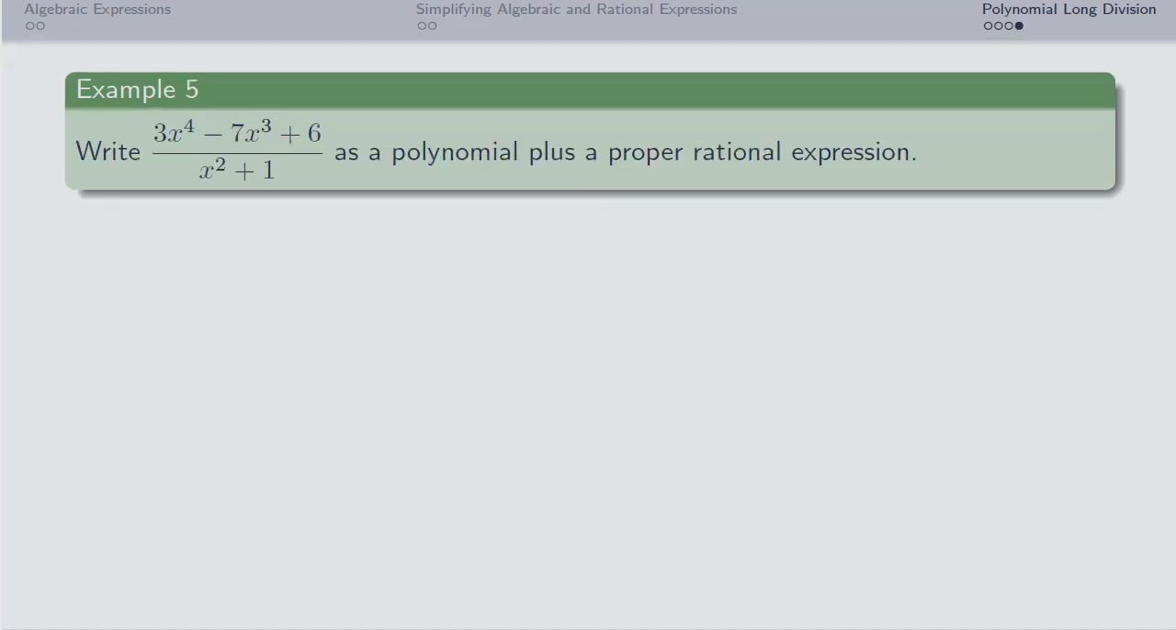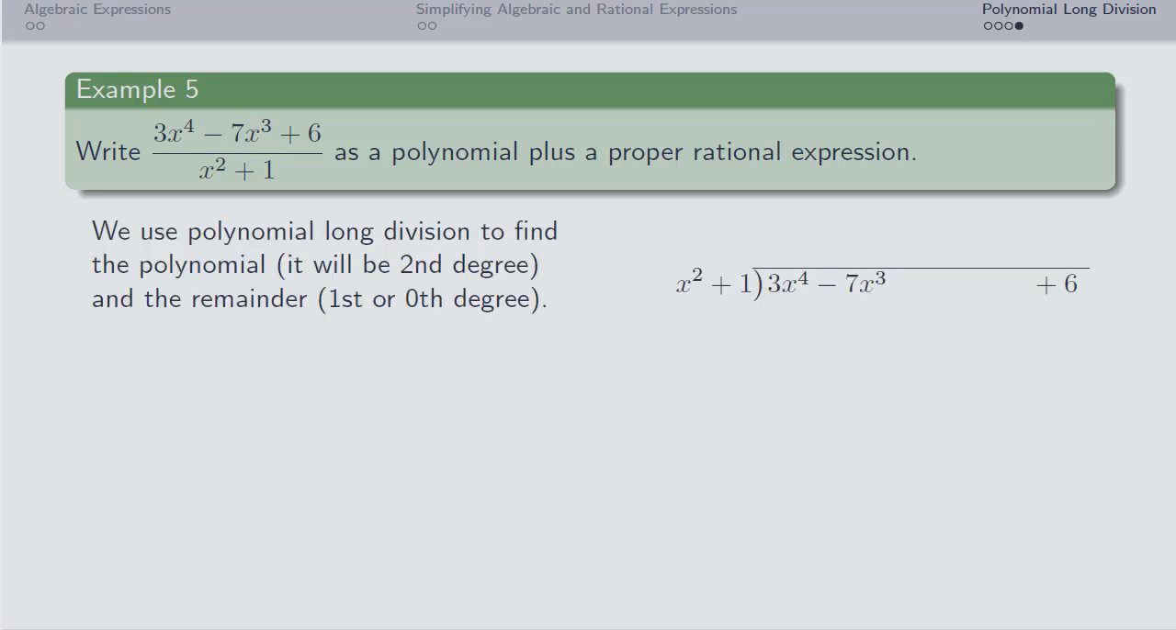I want to write 3x to the 4th minus 7x cubed plus 6 divided by x squared plus 1 as a polynomial plus a proper rational expression. In the previous one, my remainder was 0, so I could write that one as just a polynomial. Here, I'll tell you right away that it's going to be a non-zero remainder, but I can tell you two things. I know that the polynomial that I'm going to end up with will be a second-degree polynomial. I know that by looking at the difference between the highest powers in the top and the bottom.